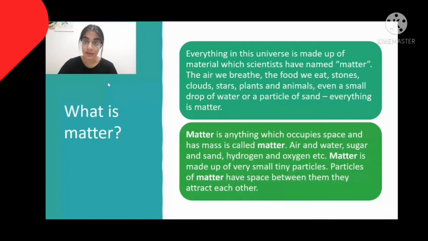The air we breathe, the food we eat, the stones, clouds, stars, planets, animals, everything, even a small drop of water or a particle of sand, everything is matter. To put it in a technical definition, we would say matter is anything that occupies space and has some mass. Air and water, sugar and sand, hydrogen and oxygen, etc. Matter is made up of tiny particles. Particles of matter have spaces between them. This is the accurate definition of matter.